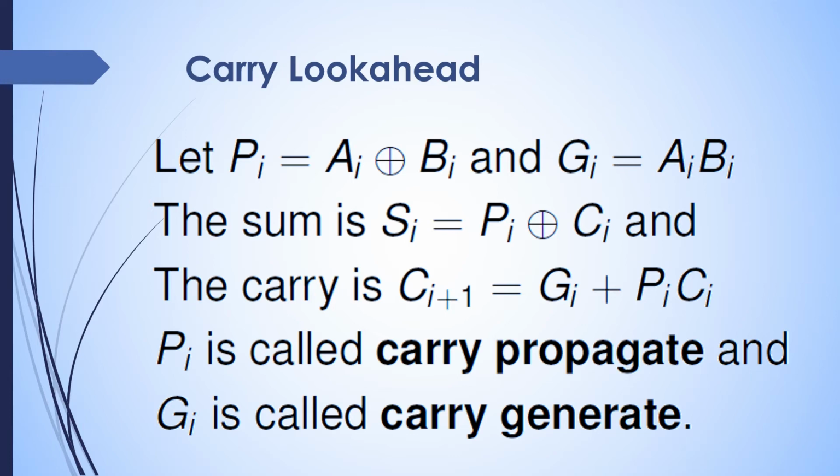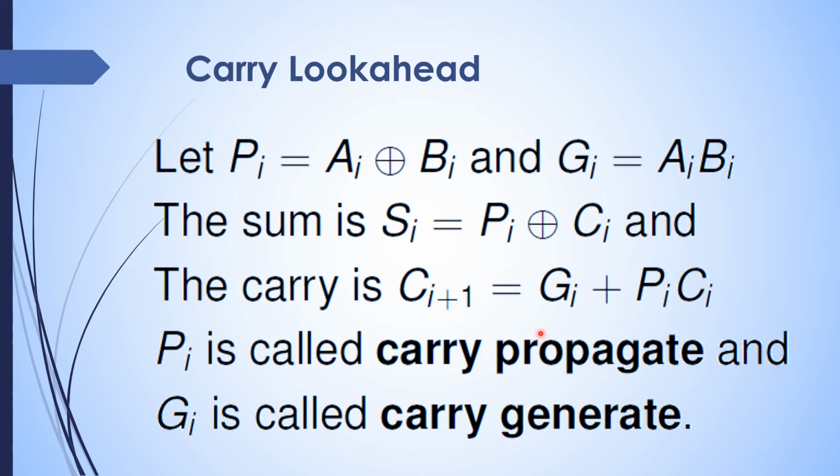There are several techniques for reducing the carry propagation time in a parallel adder. The most widely used technique employs the principle of carry look-ahead logic. Consider the circuit of the full adder. If we define two new binary variables, Pi, which equals Ai exclusive OR Bi, and Gi, which equals Ai AND Bi, the output sum and carry can respectively be expressed as Si equals Pi exclusive OR Ci, and Ci plus 1 equals Gi plus Pi Ci.